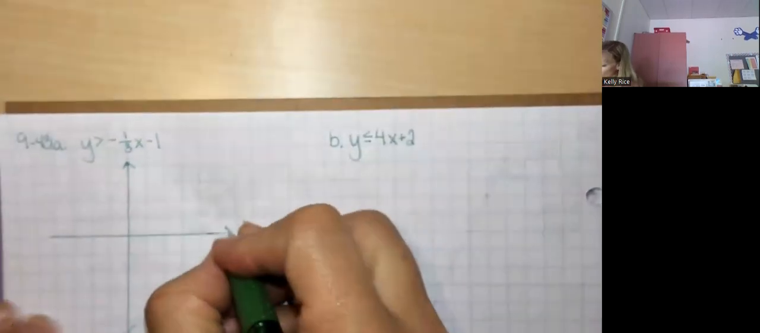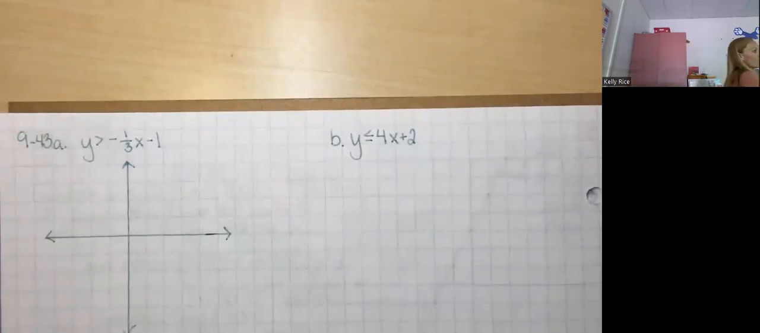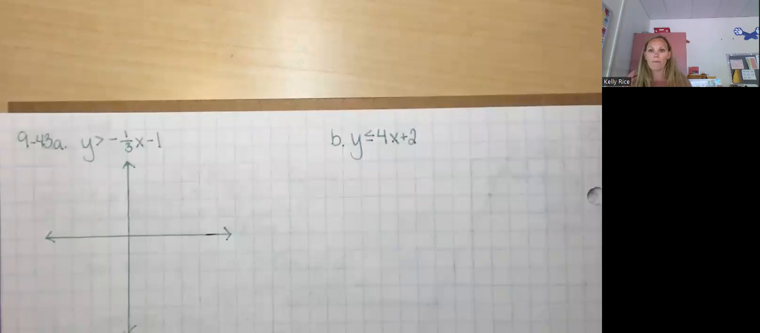Okay, so you are trying these on your own. You're going to graph them, determine if it's solid or dashed. Then you're going to test a point. The point determines your shading. If it is true, you shade there. If it is not true, shade the other side. I'll give you guys about 5 minutes to work on these, and then we'll go over them.